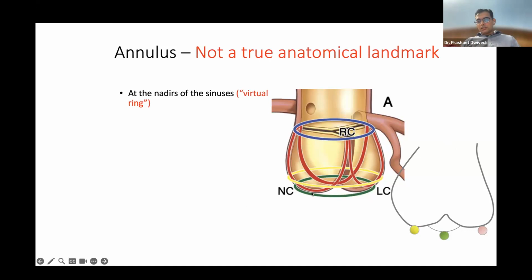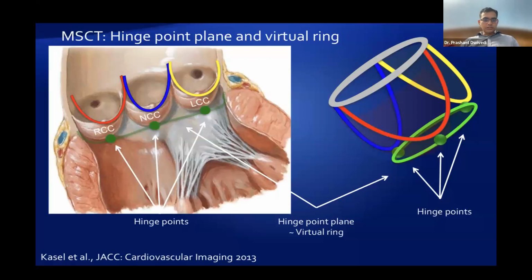And if we look at the nadir of all the three cusps, left, right, and non-coronary cusp, where all the three cusps are being combined, and then we are making a green color circle. So this circle is basically an annulus, but this is a virtual ring which we derived through the CT scan. And by this virtual ring, we will decide which valve we are going to deploy.